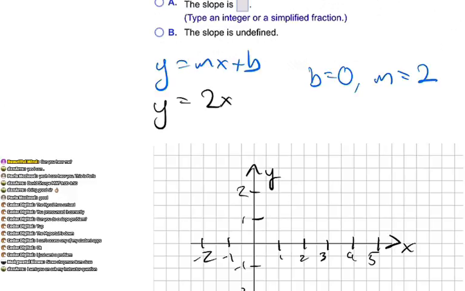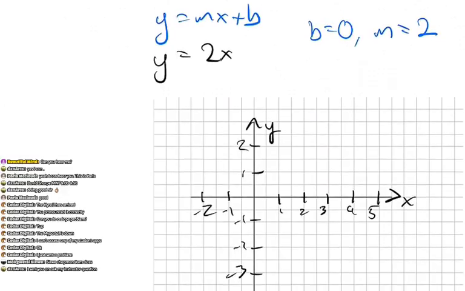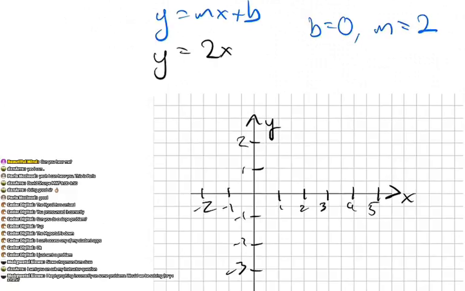So this one says, let's see. The y-intercept is 0, okay? So we'll plot that. So the y-intercept is 0, so we're here where x is equal to 0. Then it says the slope is 2, so that means we go up 2 and right 1.